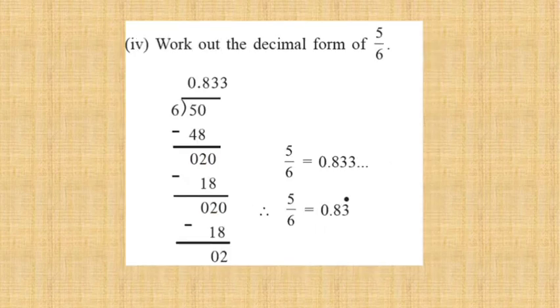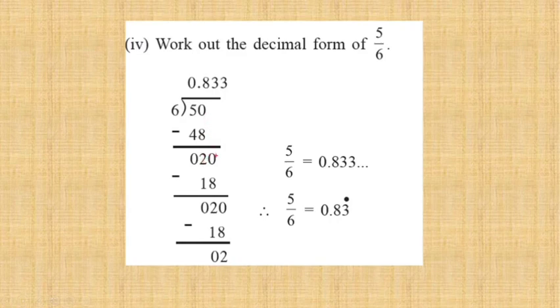Let's turn to the fourth example now. Work out the decimal form of 5 upon 6. 5 is smaller than 6. So 5 gets converted to 50. And on the place of quotient, we take 0 point and then you take the further number. 6 into which number gives you 50 or less than 50? So 6 into 8 gives 48. 6 eights are 48. Remainder 2.